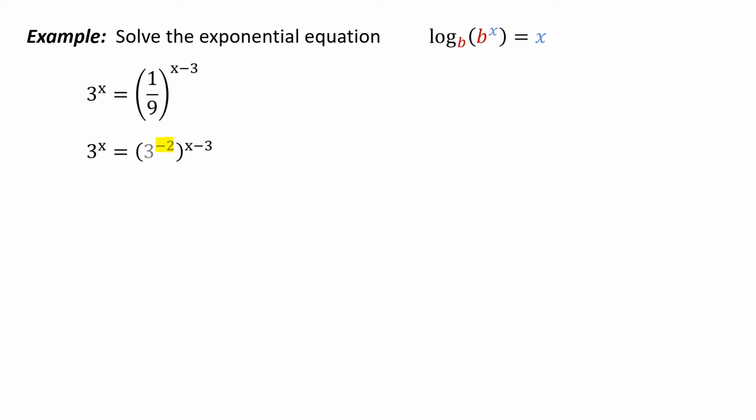Alright, same thing as before. We keep the base and we multiply the exponents. So we get 3 on the right side raised to negative 2x plus 6. We could set the exponents equal to each other, or we could take the log base 3 of each side. Either way. So this cancels out.